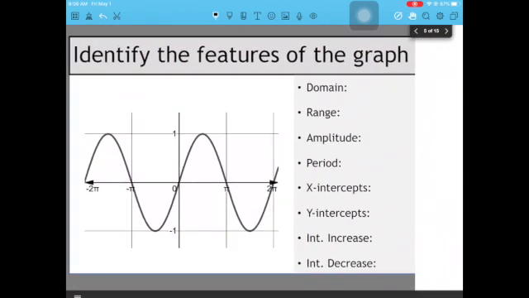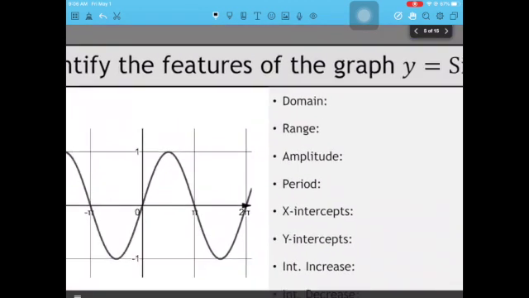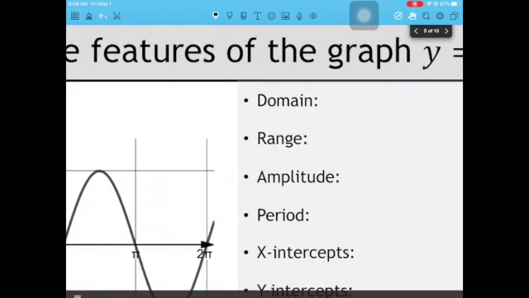So what I want to do now is I want to identify some features of this graph. I want to identify the domain. I want to identify the range, amplitude, and we'll talk about what the amplitude means, period, x-intercepts, y-intercepts, intervals of increase and intervals of decrease. So let's start with the domain of this function. Remember, the domain are going to be all of the possible x values, right? So whenever I think of domain, I think of what are my possible x values.